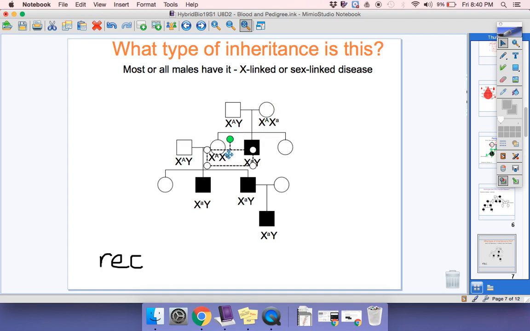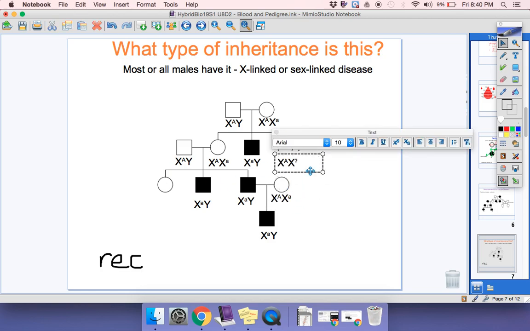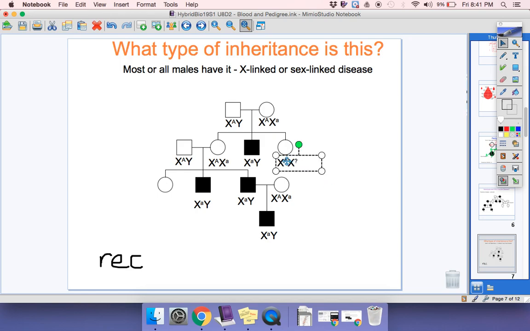So we know the genotypes of those women. The other two on here, we do not know if they have a big A little a or a big A, and so they would get that question mark.